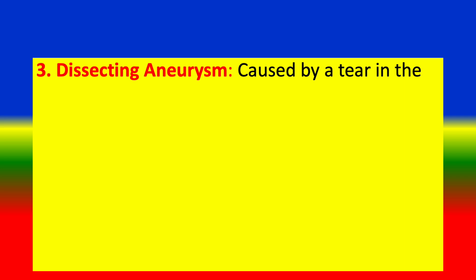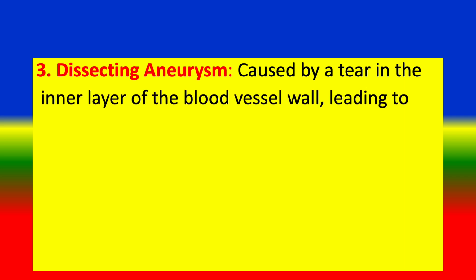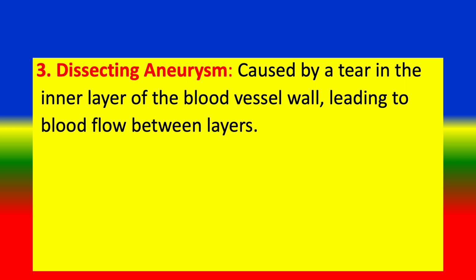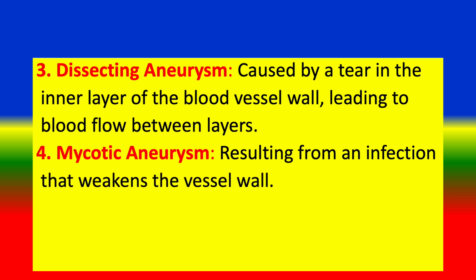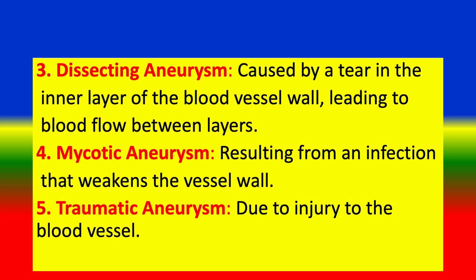3. Dissecting aneurysm, caused by a tear in the inner layer of the blood vessel's wall, leading to blood flow between layers. 4. Mycotic aneurysm, resulting from an infection that weakens the vessel wall. 5. Traumatic aneurysm, due to injury to the blood vessels.